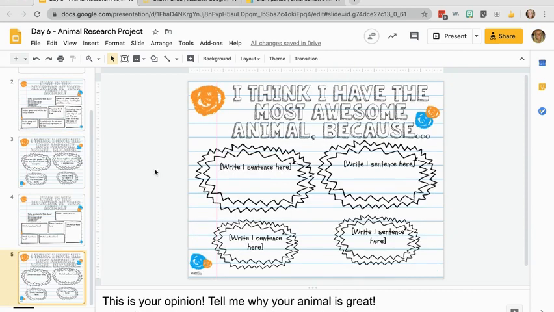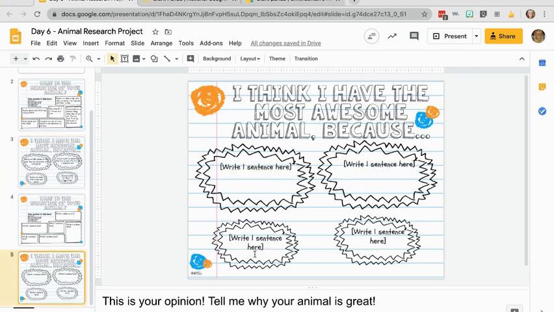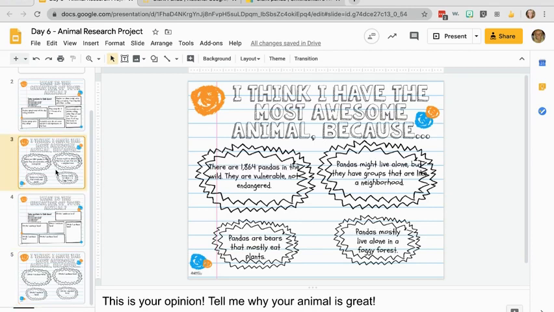It says, I think I have the most awesome animal because, this sounds like it's my opinion. So I'm just going to tell why my animal is so great based on the research I've done and what I've learned about my animal. So I know here it says write 1 sentence in each box. So I'm going to have 4 sentences total. All right, maybe a little bit more.